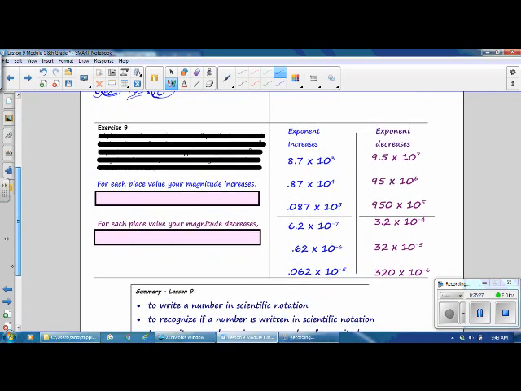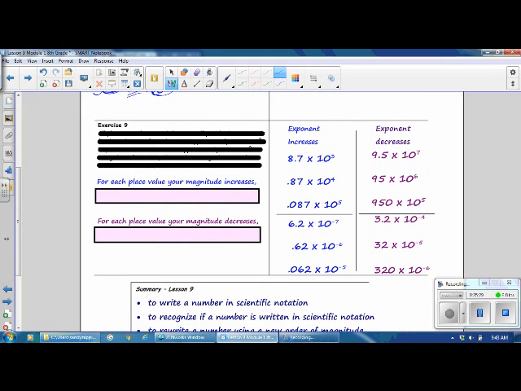So let's take a look at what happens when you are increasing your exponent. When you are going from 10 to the 3rd to 10 to the 4th, you are increasing this place value by 1. Then what happens to your decimal is that this needs to decrease by 1 place value. So you move your decimal 1 place to the left.